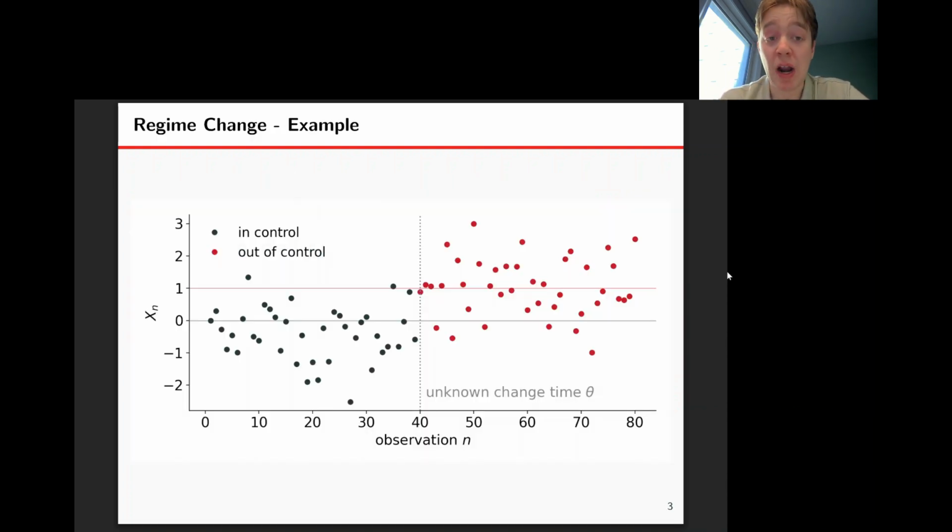This is just a more graphic example of a disorder happening in real life. We see that these gray dots are what we expect, and then on day 40 we have a disorder, and we see that the distribution changes and the mean is slightly higher.